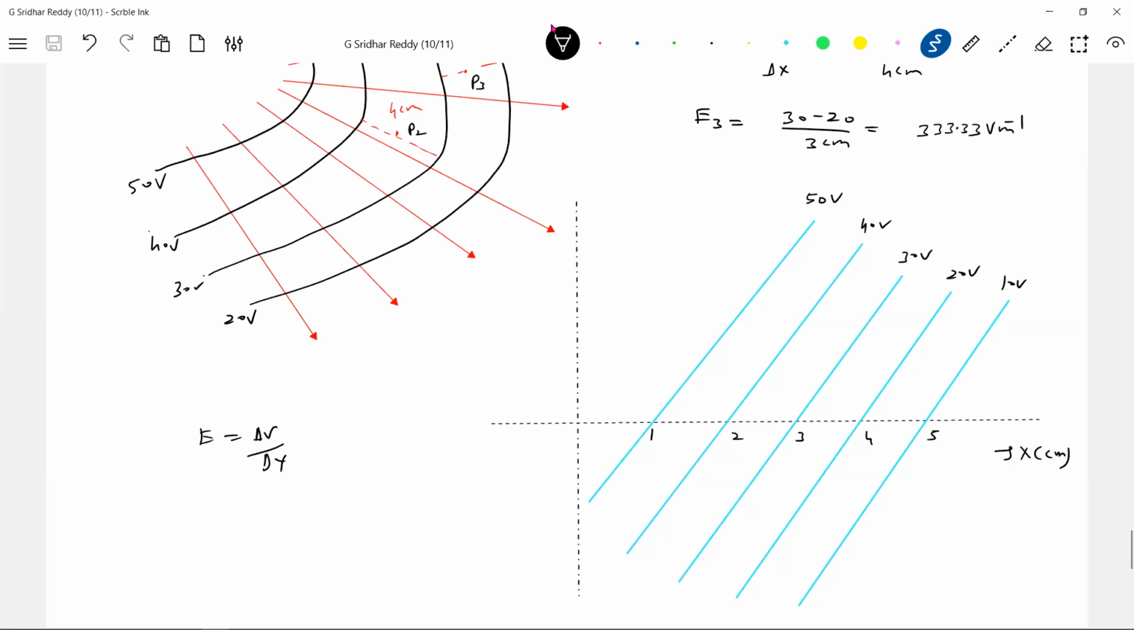No. What is the condition for delta X? How should delta X be measured?